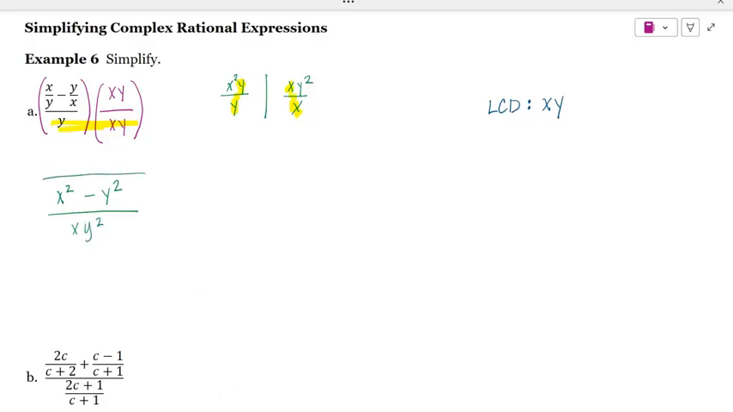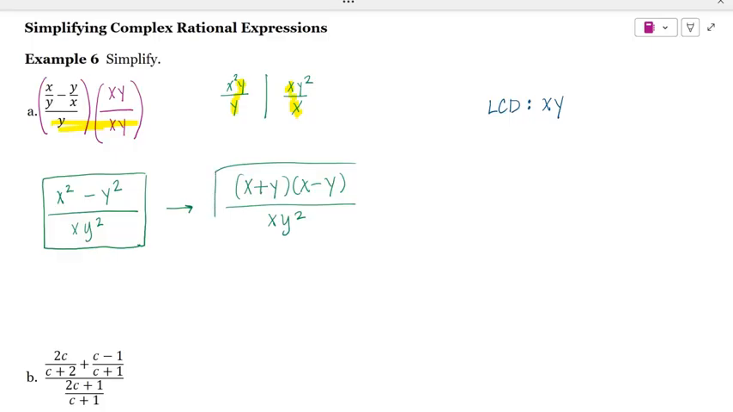That's our final answer. You can see that we don't have a fraction in the numerator anymore. We could technically simplify this a little bit more. The top is a difference of squares, so we could write it as x plus y, x minus y over x y squared, but that doesn't really help us too much in this case. So either of these forms is fine.